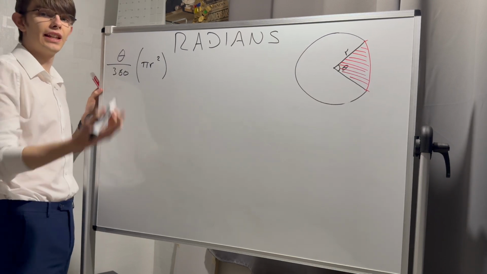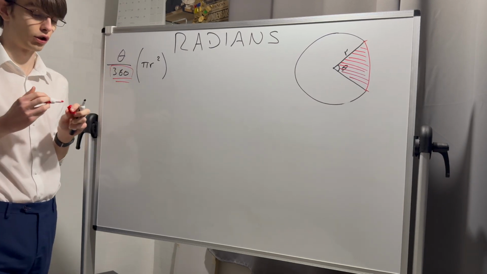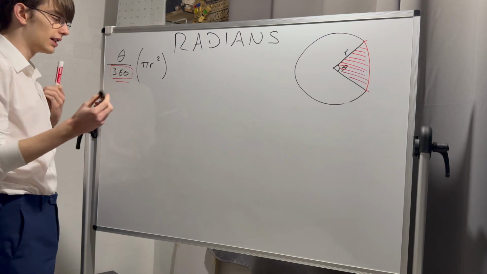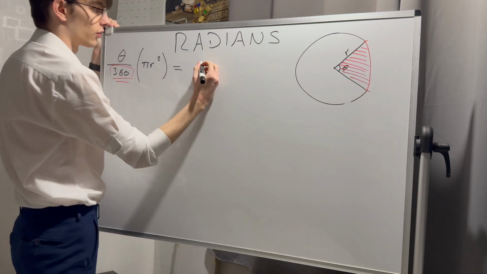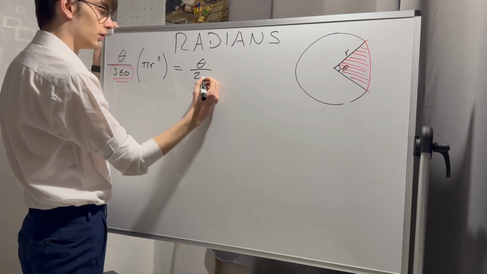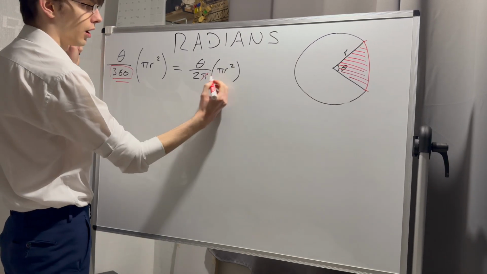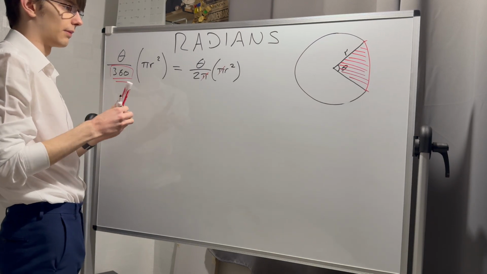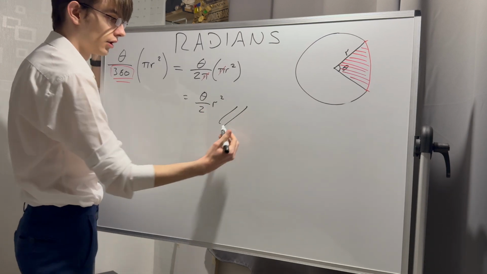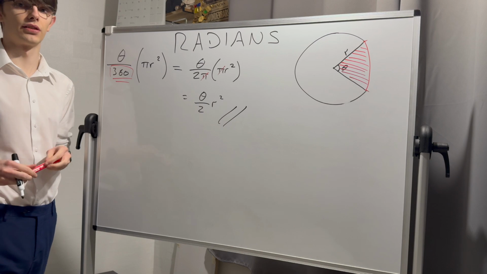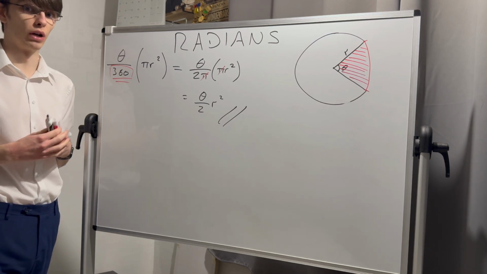Now, if I do the same as last time, which is take my 360 and replace it with 2 pi, switching the entire thing into radians, so now my theta is measured in radians, my 360 is measured in radians. I have theta over 2 pi times pi r squared. Pi and pi cancel, and I am left with theta over 2 times r squared, being the area of a sector within a circle using radians. Much simpler, much quicker to use. Radians are better.